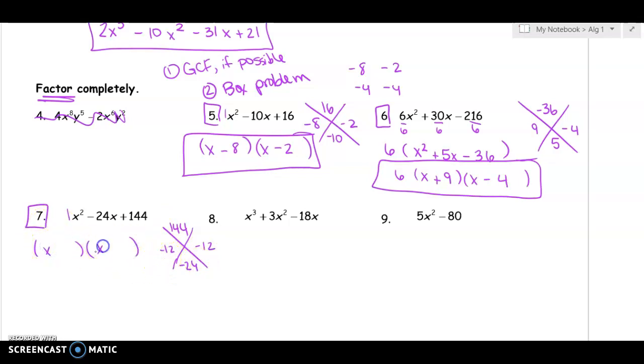X is going to go in the front of both parentheses. Since it's a minus 12, you're going to put a minus 12 in both. Or you could say x minus 12 quantity squared. Either one is fine.